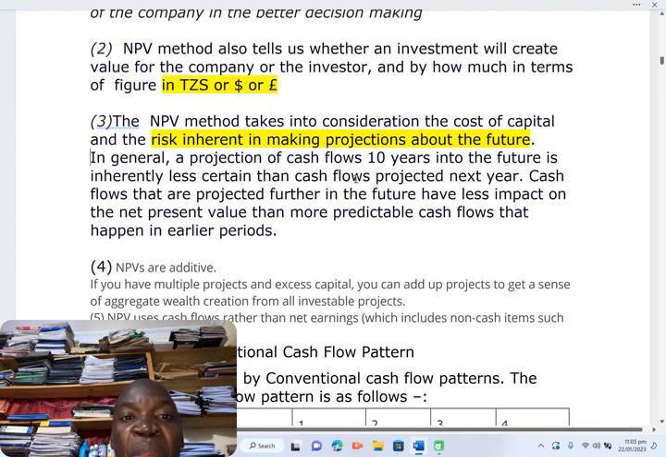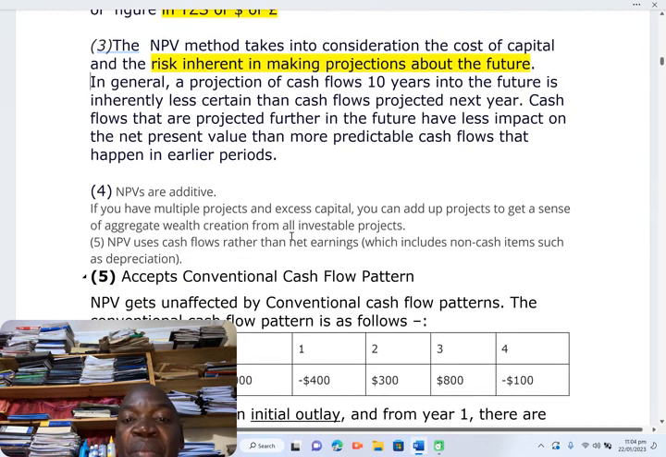In general, a projection of cash flow 10 years into the future is inherently less certain than a cash flow projection of next year. Cash flows that are projected further in the future have less impact on the net present value than more predictable cash flows that happen in earlier periods.